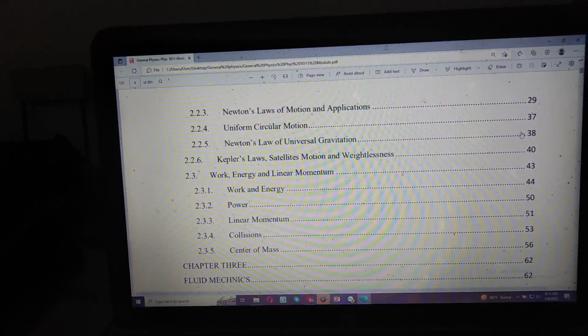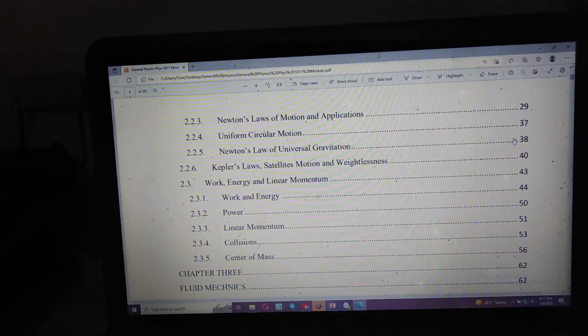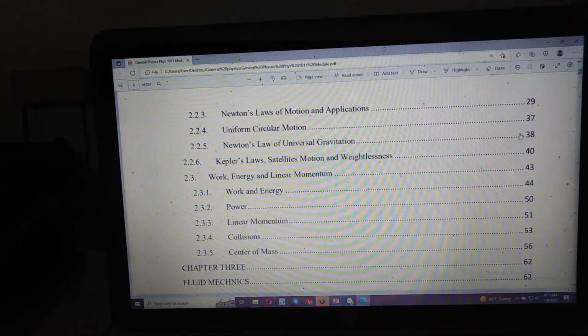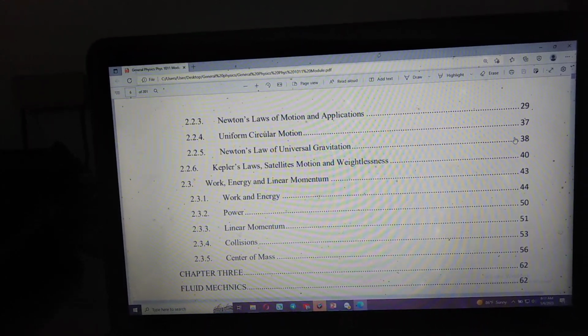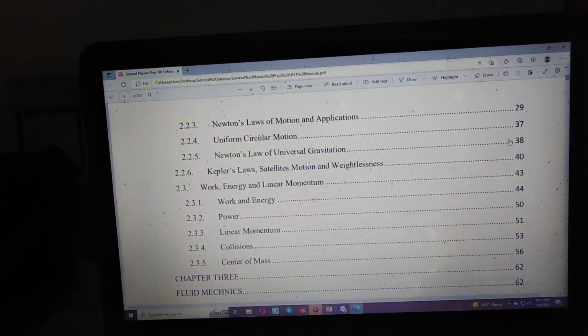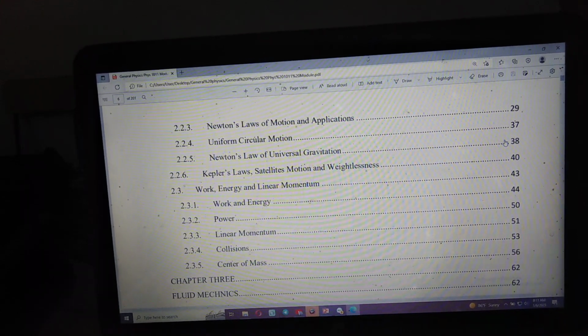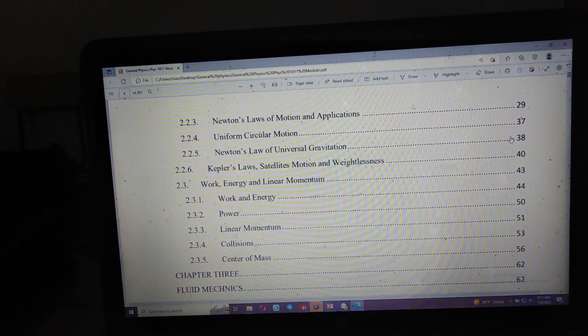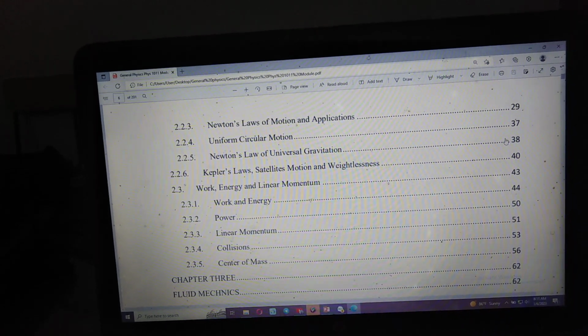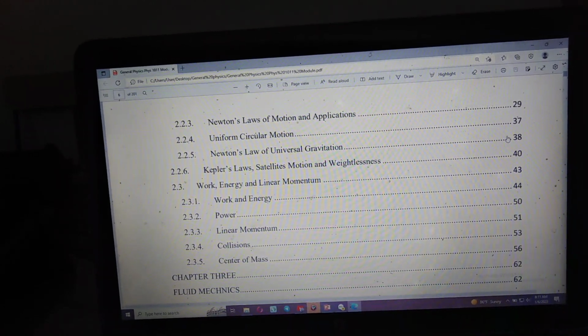And the other is work, energy and linear momentum. Under this, work and energy, power, linear momentum, collision, and center of mass are included. And we will close chapter 2 at this point.